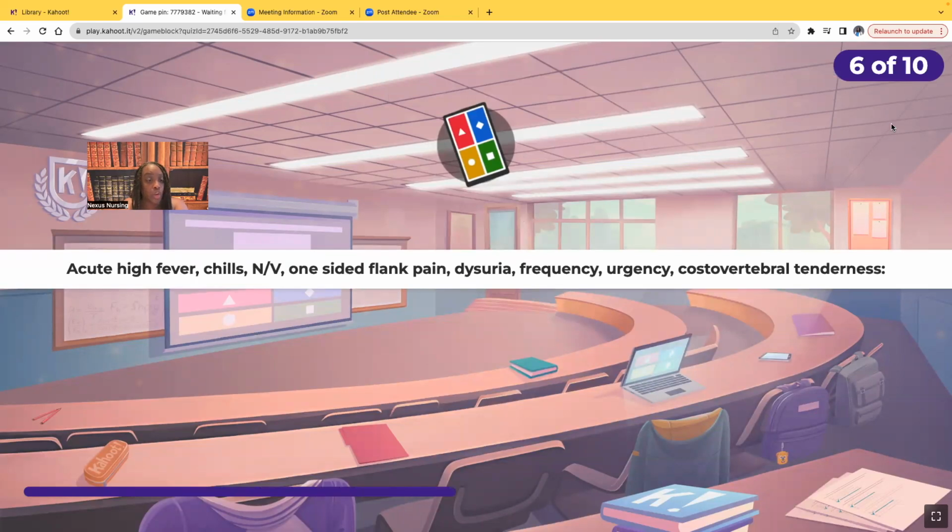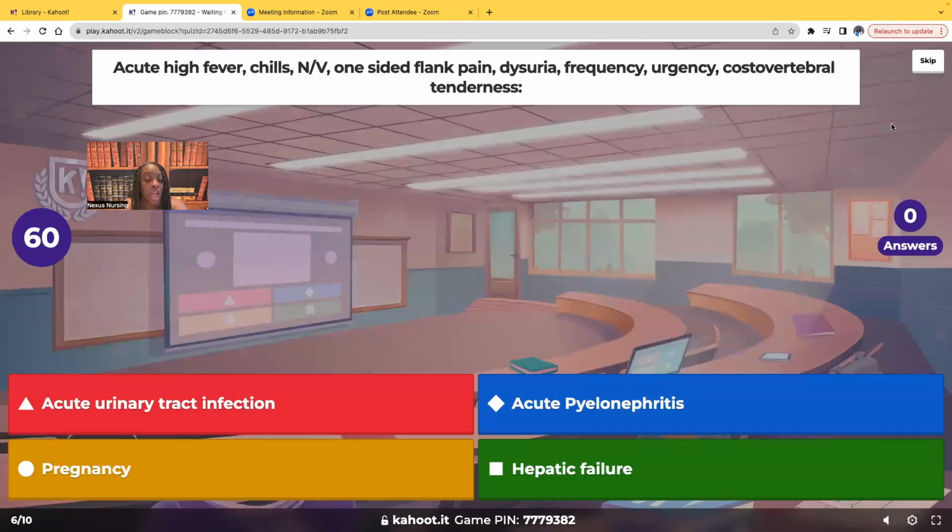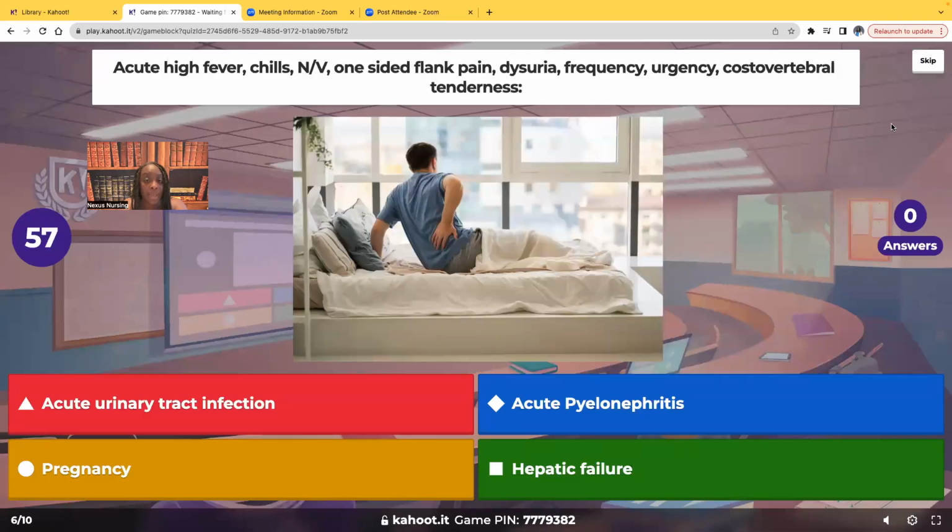Okay, so you have an adult patient that presents with acute high fever, chills, nausea, vomiting, one side flank pain, dysuria, frequency, urgency, costovertebral tenderness. What's going to be on your differential diagnosis, or what are you going to diagnose this patient with? Is it going to be an acute UTI, acute pyelonephritis, pregnancy, or hepatic failure?